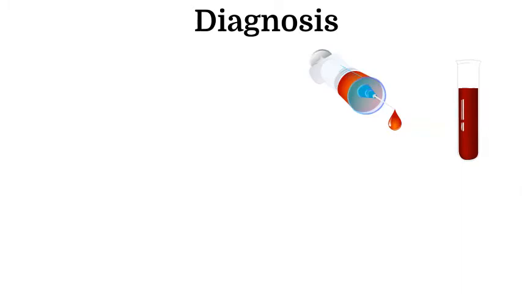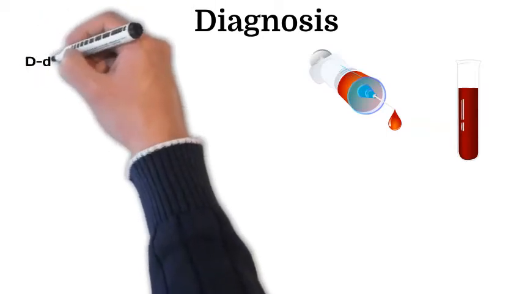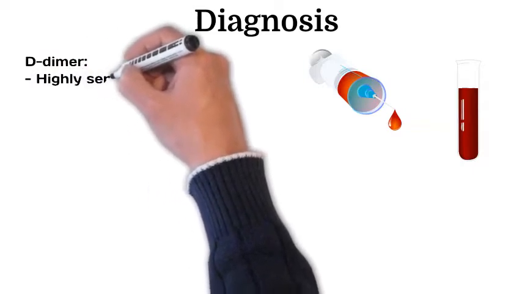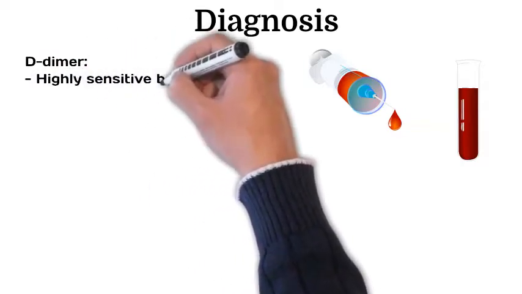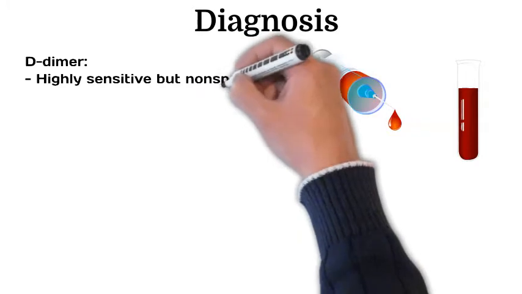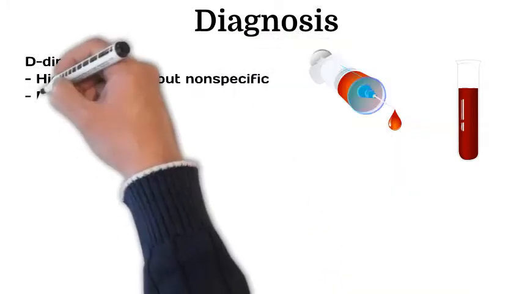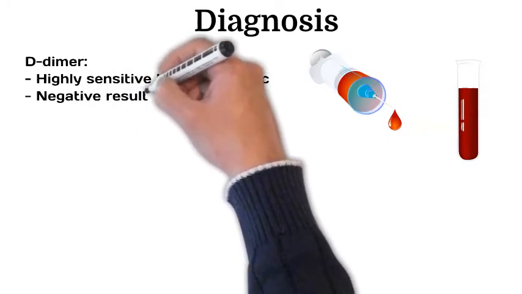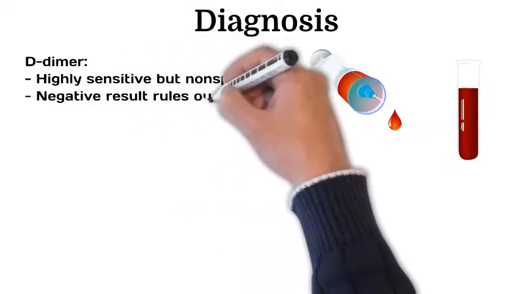And one of the first things we typically do is get a D-dimer, which is a very straightforward, simple blood test. And a D-dimer is a degraded product of cross-linked fibrin and is elevated in almost all patients with acute DVT. Now, this is highly sensitive but non-specific.